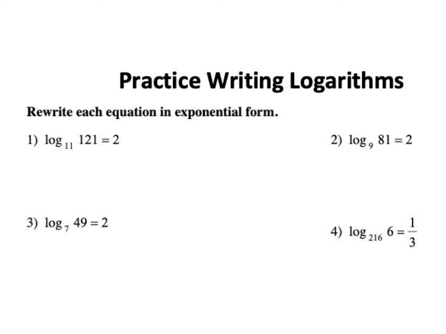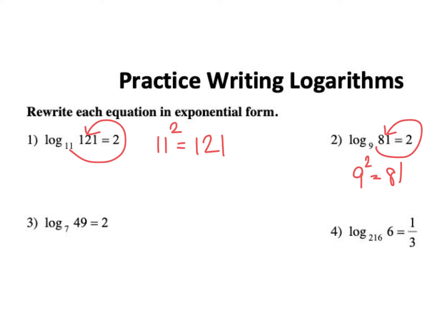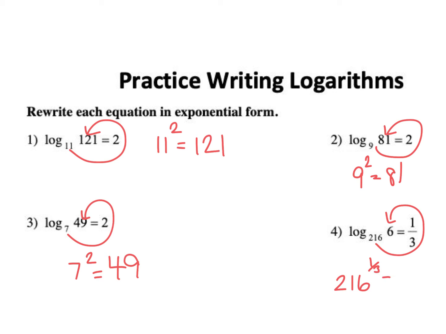So we're just going to do some practice now, writing each given equation here in exponential form. So just to hear it read again, this is log base 11 of 121 is equal to 2. So to change it to the other form, again, do a counterclockwise loop. 11 to the second power is 121. The second one, log base 9 of 81 is 2, so that's 9 to the second is 81. Log base 7 of 49 is 2, so that's saying is equivalent to 7 squared is equal to 49. And you will see fractions from time to time. 216 to the 1/3 power is 6. Hopefully you remember that the 1/3 power is the same as the cube root of 216.